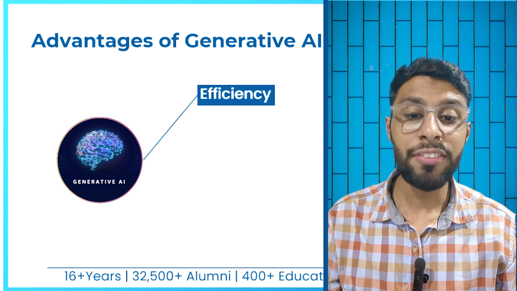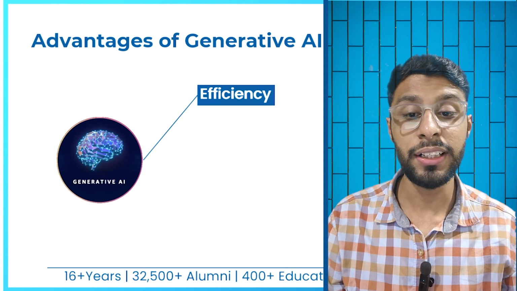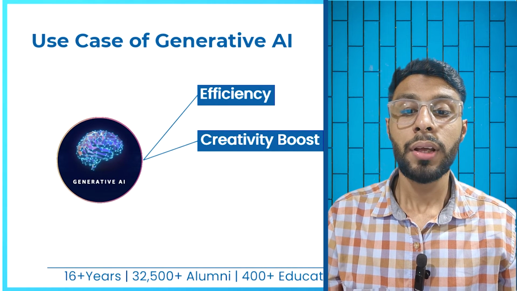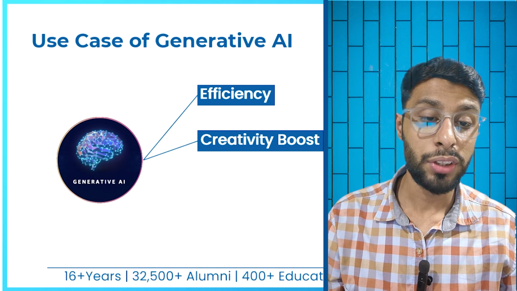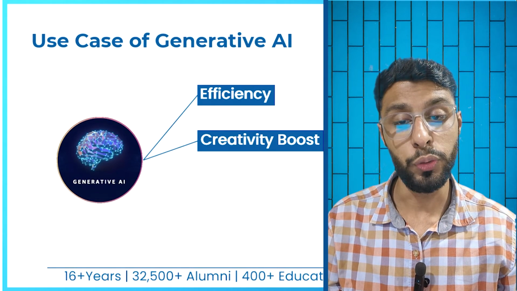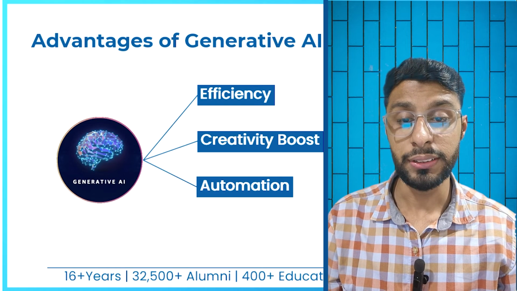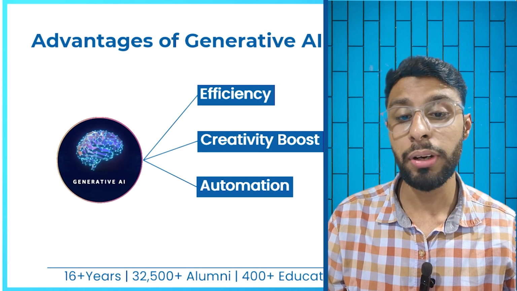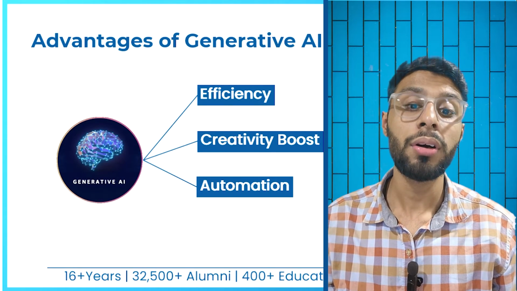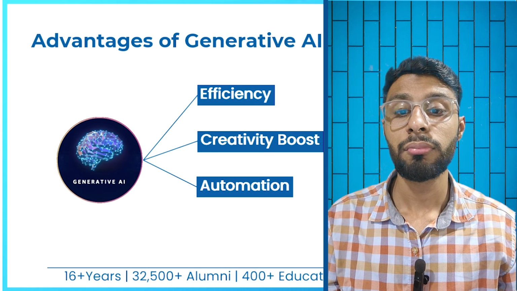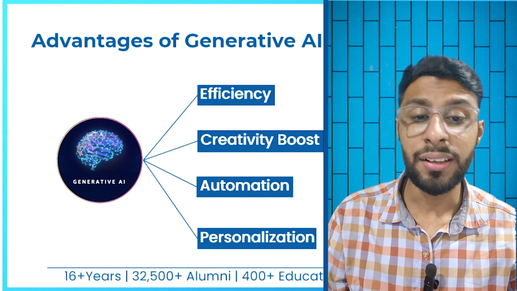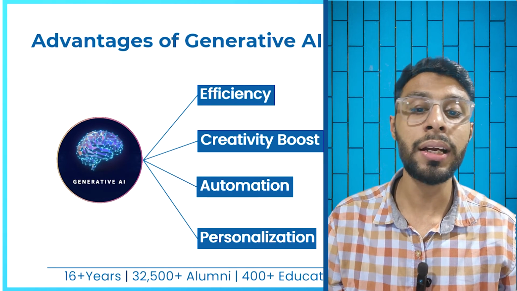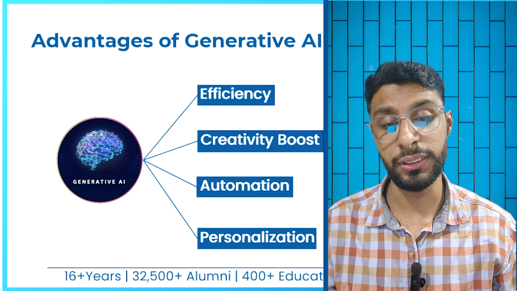Now let's talk about the advantages of Gen AI. Efficiency. It saves time by allowing rapid content creation, whether it's text, images, or code. It saves a lot of time. Creativity boost. AI can produce endless variations of a concept, sparking new ideas and new innovations. Automation. Repetitive tasks like drafting mail and generating reports can be automated, freeing up your time for more strategic work. Personalization. AI can tailor content or products to individual preferences, enhancing everything from marketing strategy to healthcare recommendations.